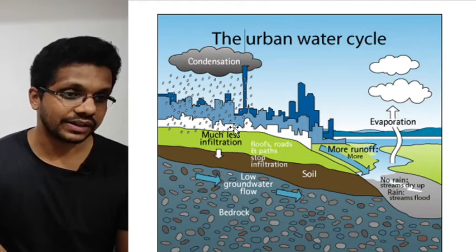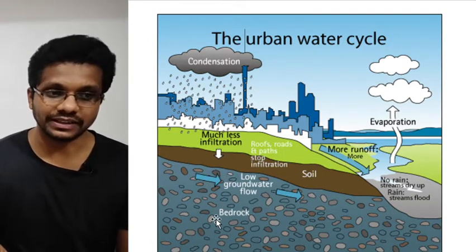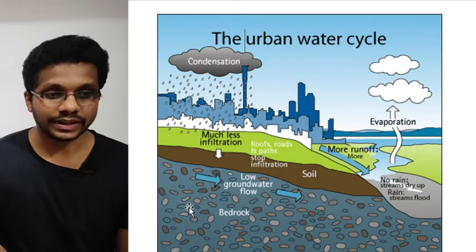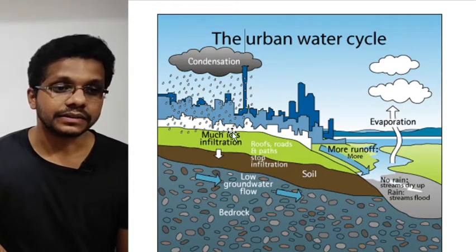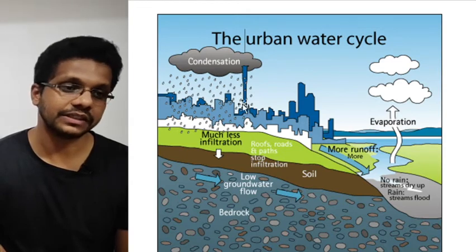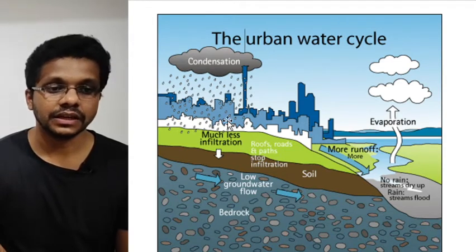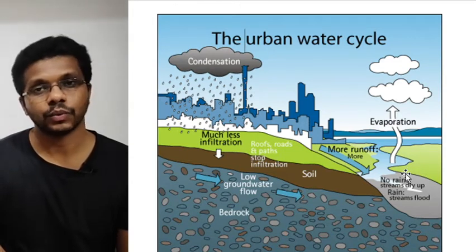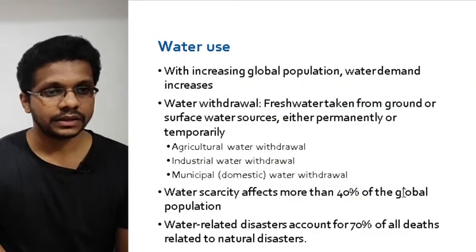The amount of water which actually infiltrates into the groundwater will be less, so the groundwater table will be low, then the runoff will be high. So much of the water which came in as a part of precipitation will run off into the nearby water bodies.